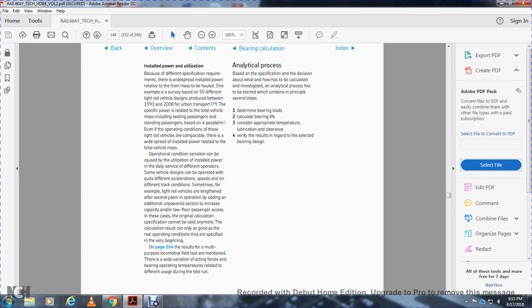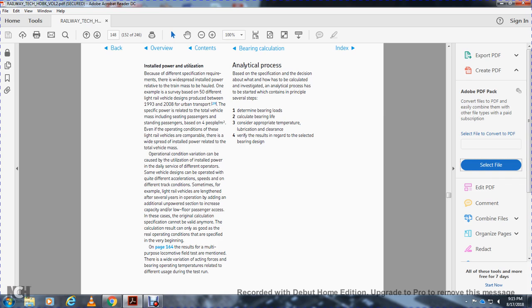Installed power. Because of the different specification requirements, the widespread installed power relative to the train mass could be helpful. With one example, the survey of 50 different light rail vehicles designed and produced between 1993 and 2008: the urban transportation specific powers related to the total vehicle mass, including seated passengers and standing passengers, based on 4 people per square meter.